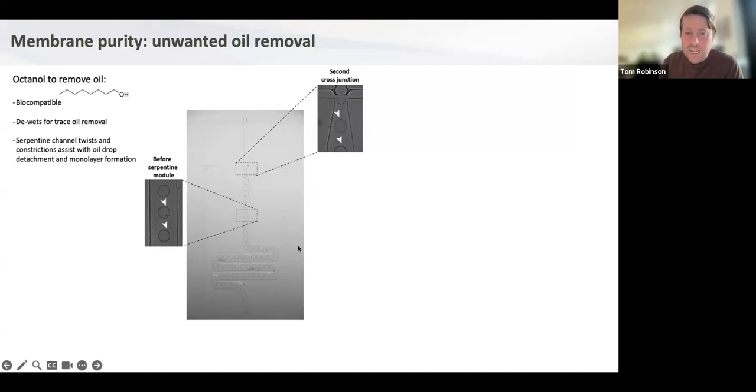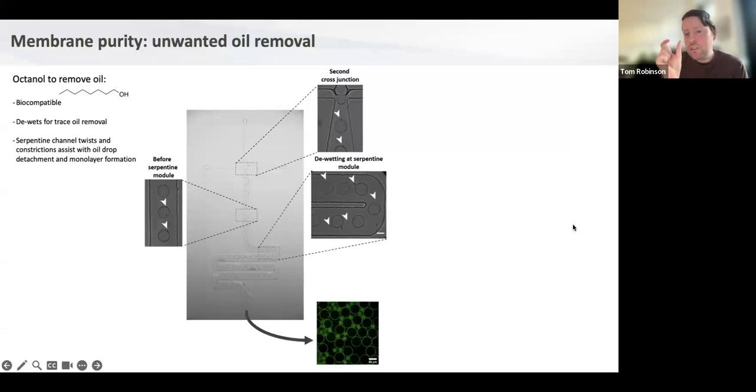So we added this serpentine module after the second junction. The purpose of this is basically to slightly constrict the double emulsions as they pass via the bend, and also to add additional shear stress to the system. The shear stress helps to promote monolayer formation, and the constriction pops the oil layer off, which you can see is slightly removed here. So in the end, when we collect them, we have GUVs and oil completely separated from each other.